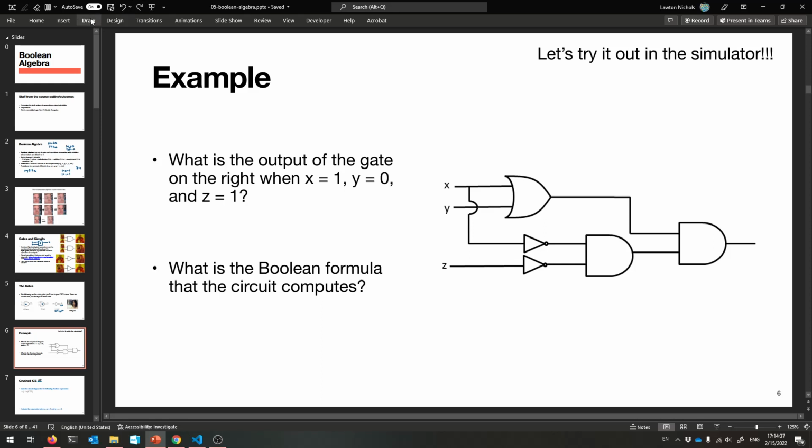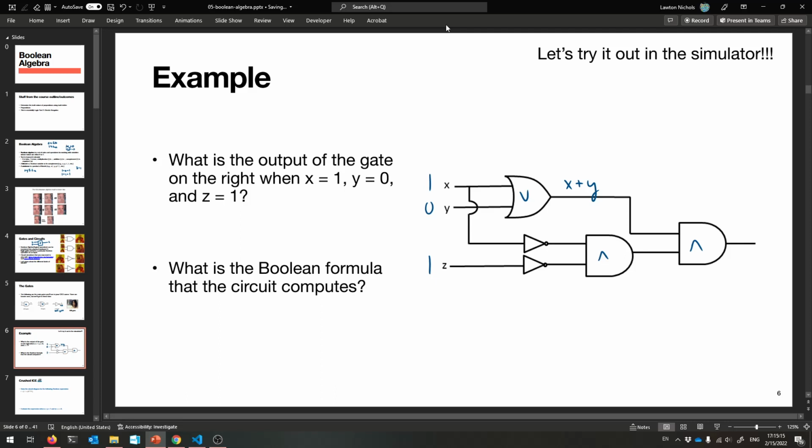So with that, let's see what happens. If x is 1, y is 0, z is 1, what's going to happen here? Well, it's going to take 0 and 1, OR them together. That's an OR gate, right? OR gate, AND gate, AND gate, and these two are NOT gates, or inverters. So ORing together x and y gives us, whatever they are, x plus y, in Boolean algebra land.